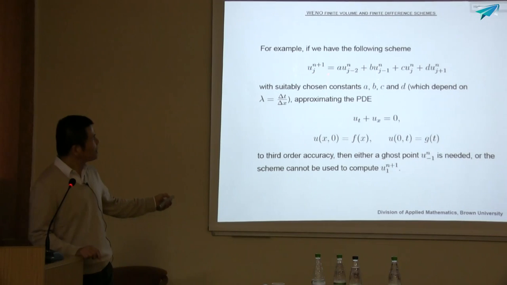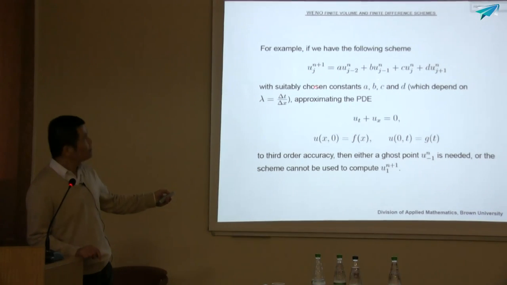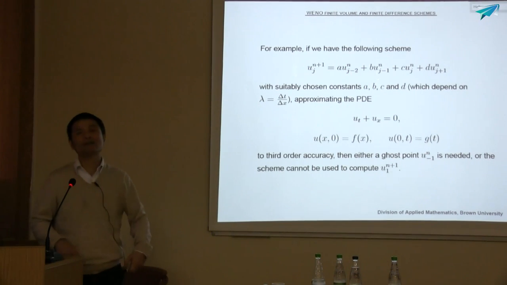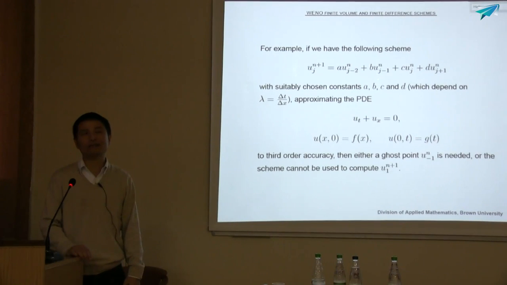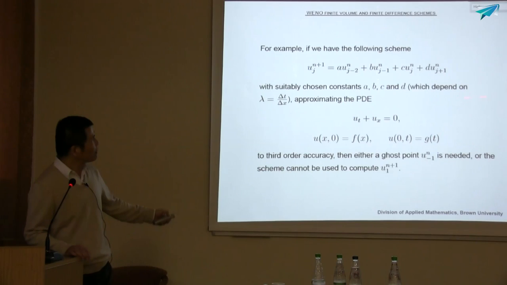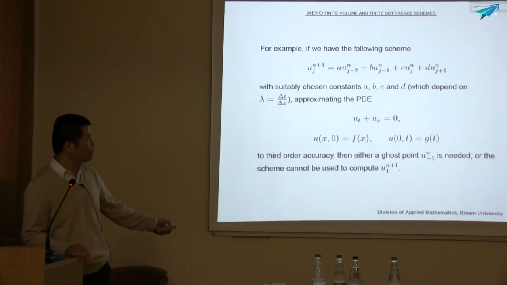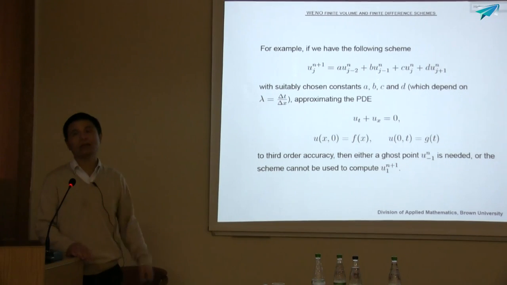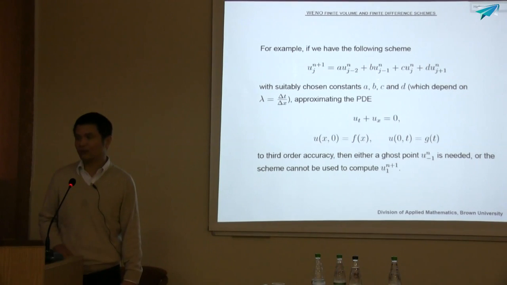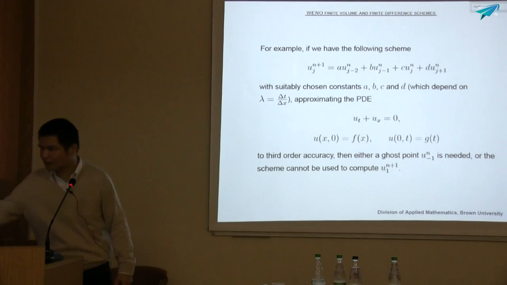However, this scheme cannot be applied to obtain the value at j equals 1, because with j equals 1, you would need u_{1-2}. In other words, you need u_{-1}. So either you have to provide the value of u_{-1}, which is usually called a ghost point, or you would have to change the scheme to compute u_1. You cannot use the original scheme to compute u_1. So this is the first difficulty.